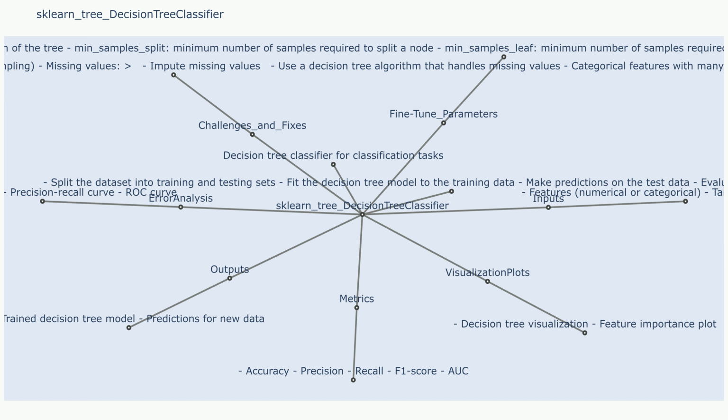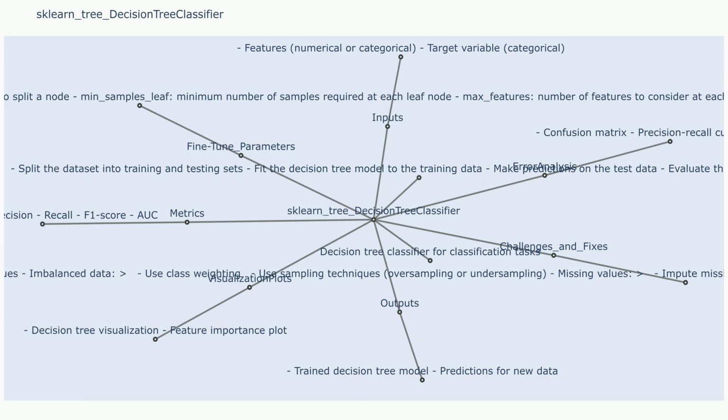The process continues until a predefined stopping condition is met, such as reaching a maximum depth or a minimum number of samples in a node. Once the tree is built, predictions are made by traversing the tree from the root node to a leaf node, following the feature splits based on the values of the input data.